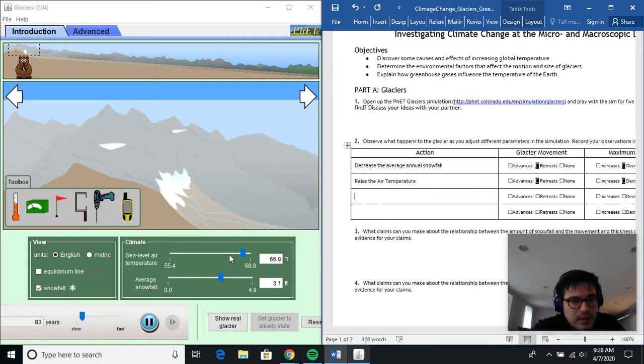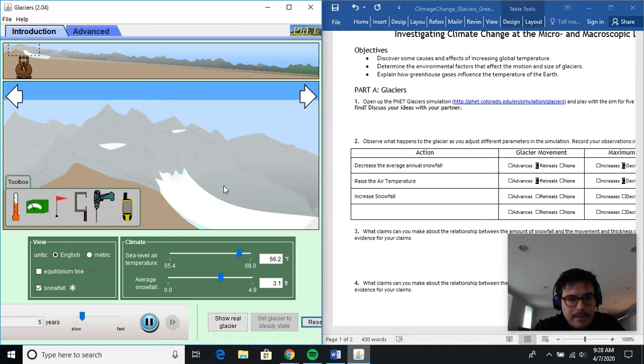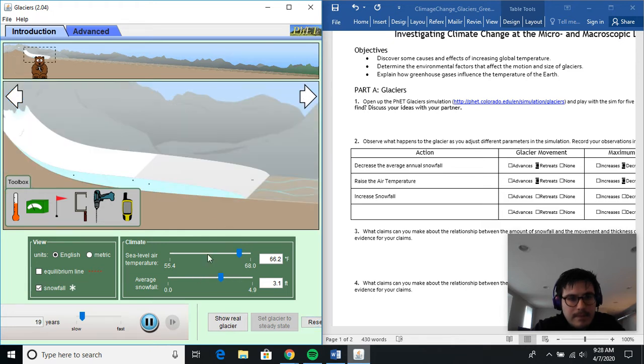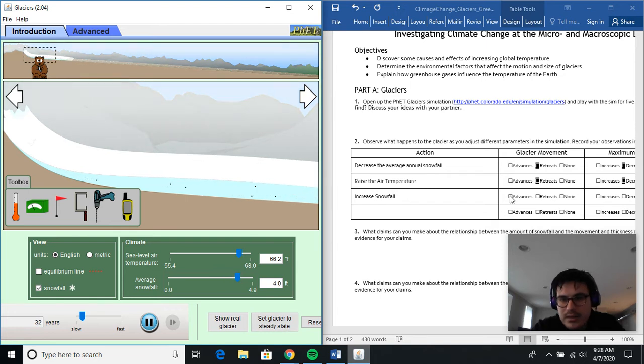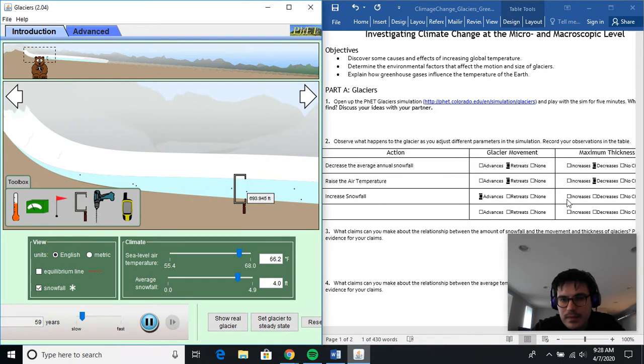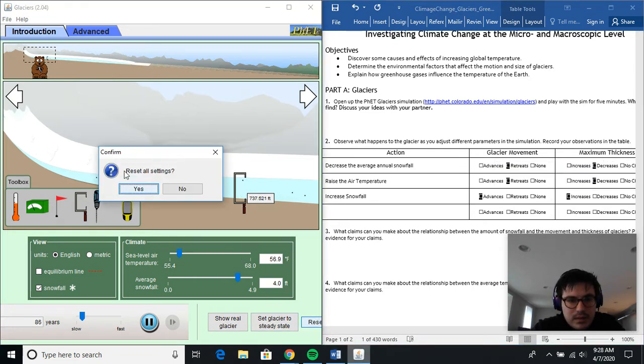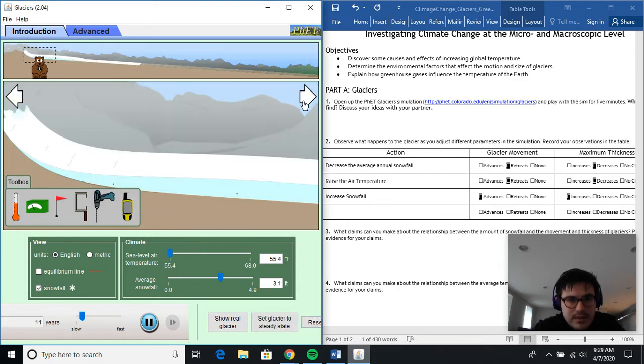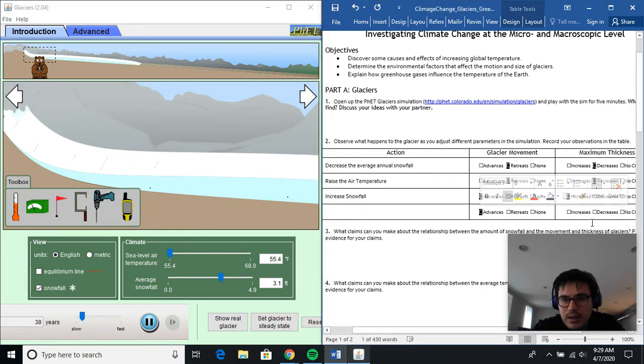All right, what about, let's see, what about if we increase? If I increase the snowfall, click reset. Increase it. Look, it advances. And the maximum thickness here obviously increases. All right, and if we decrease the temperature, let me reset. If I decrease the temperature, what happens? It advances and the thickness increases.